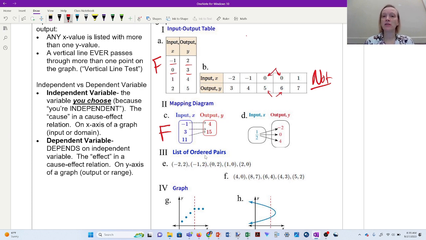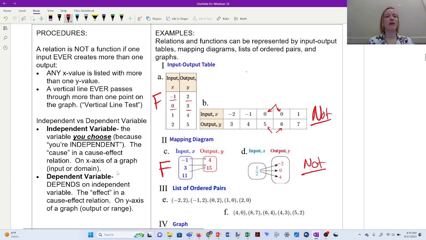On the other hand, this mapping diagram here has the input of 1/2, and the input of 1/2 could have many different results. It could go to -2, to 0, and to 4. And therefore, this example D here is not a function, because one input could result in multiple different outputs. So the basic rule here is that we don't have a function if any x value is ever listed with more than one y value.